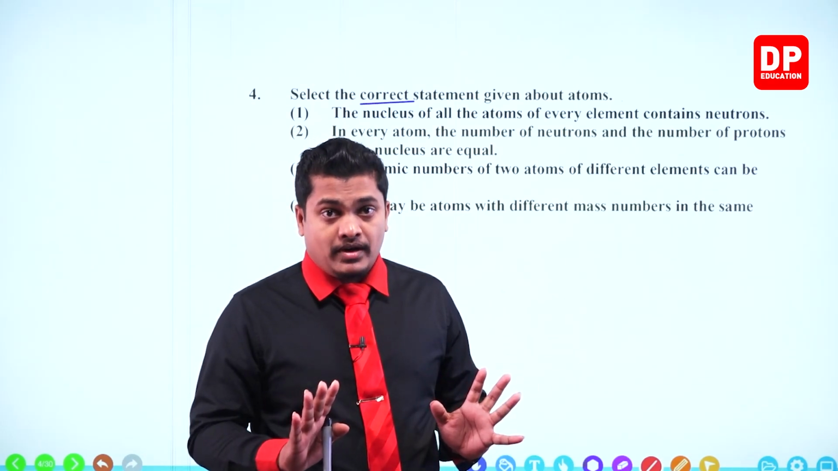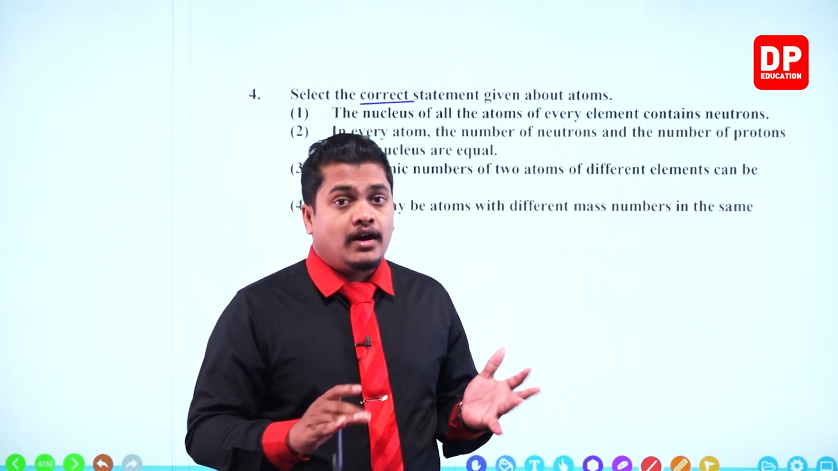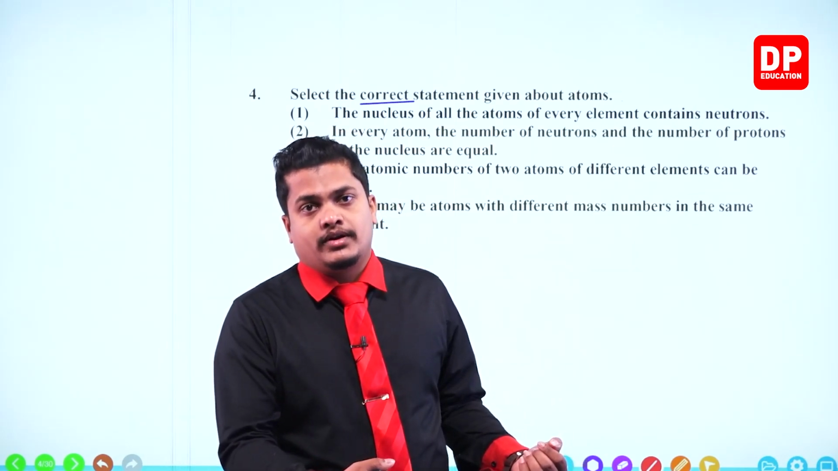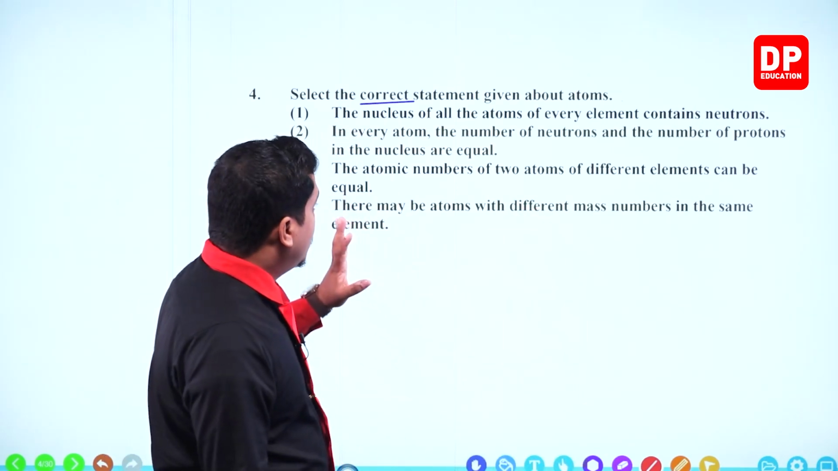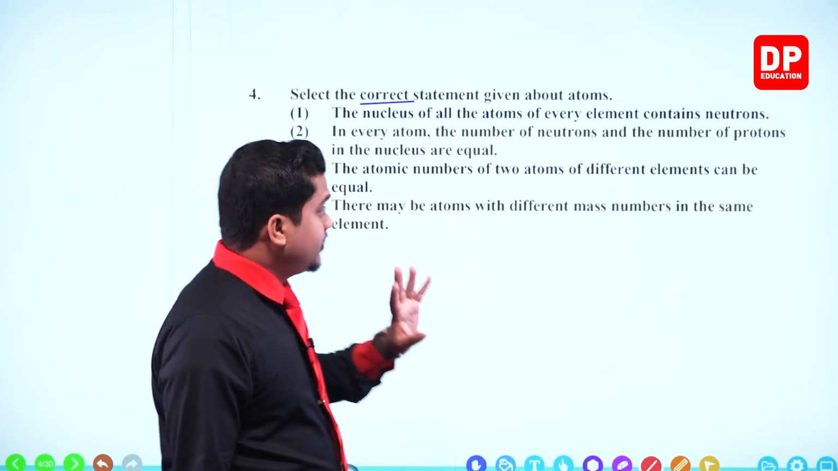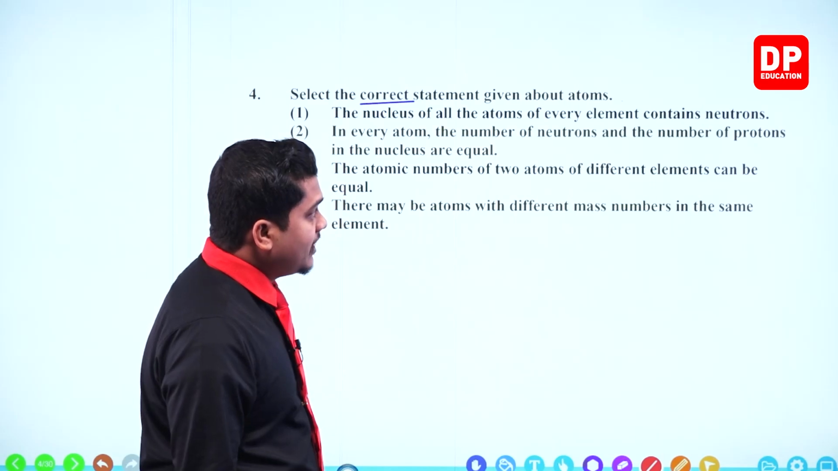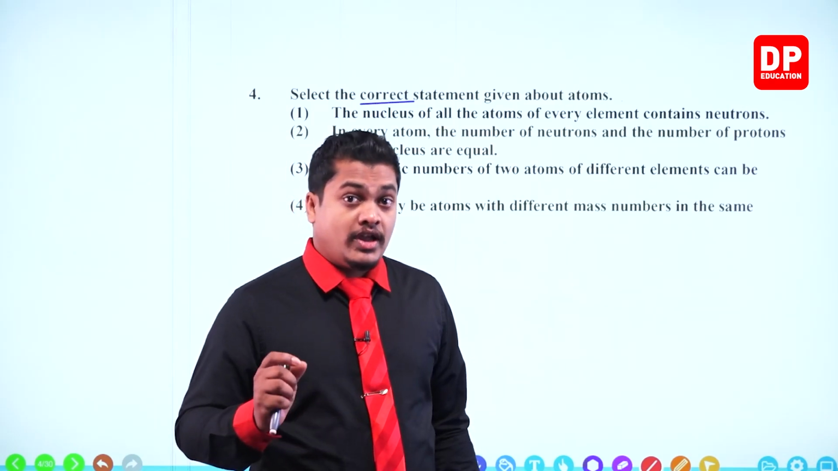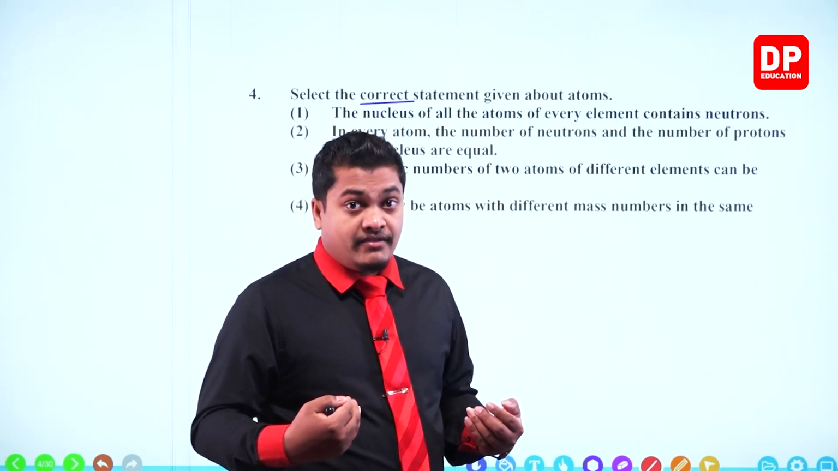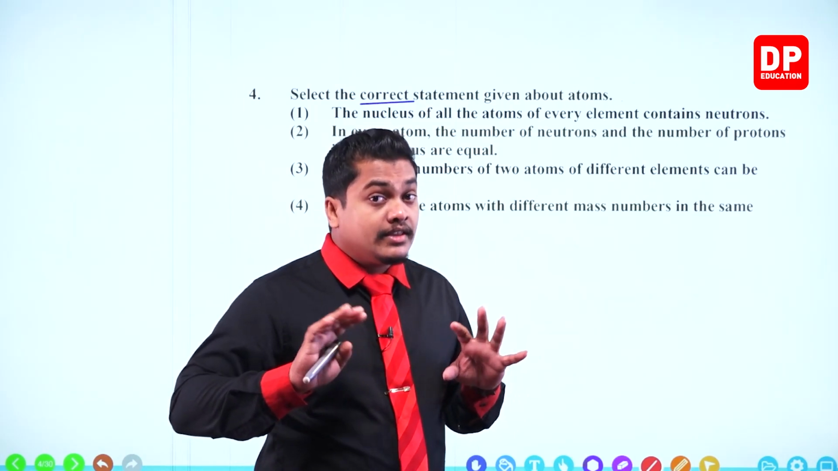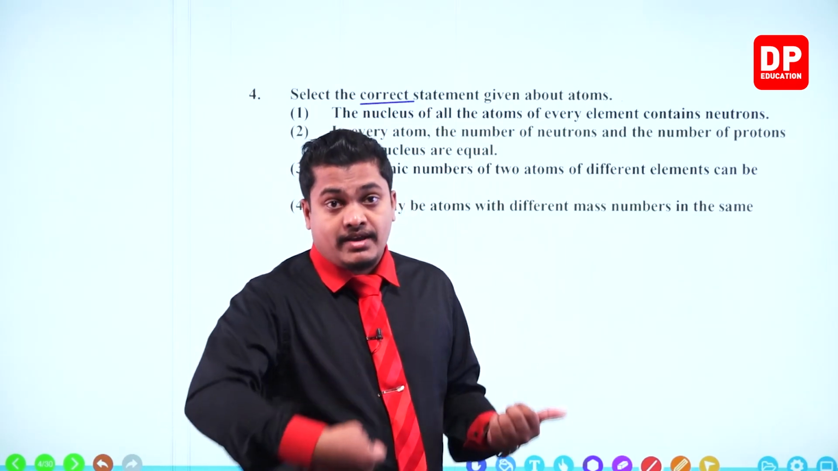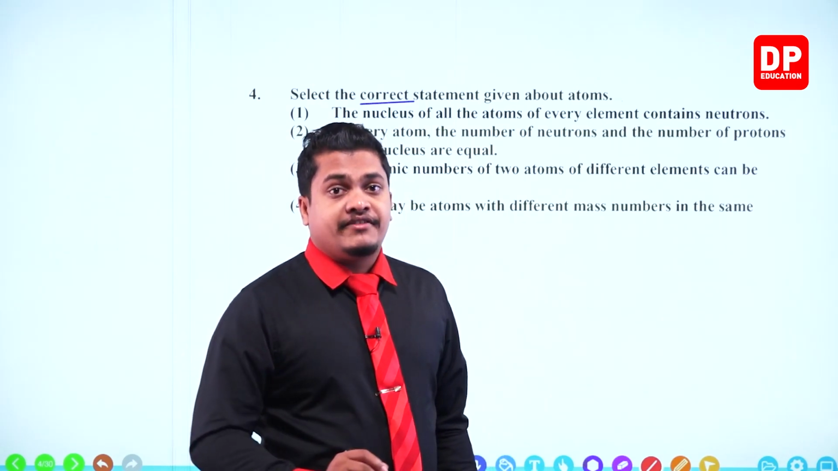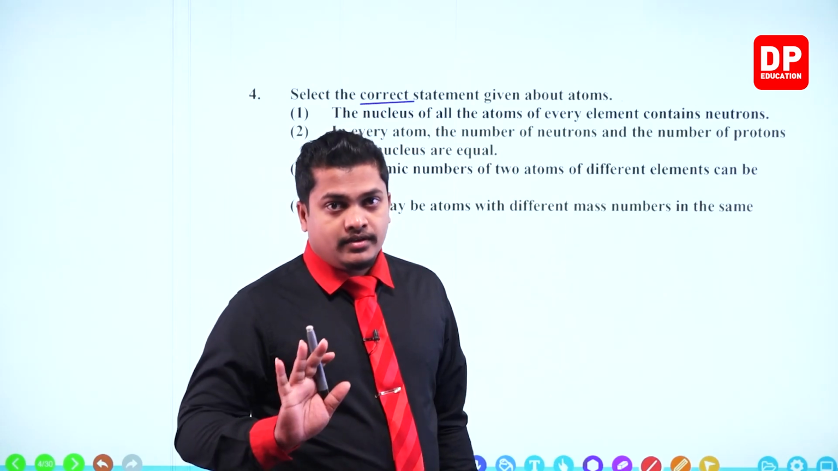If you don't read properly, then sometimes you might think, now this one is correct, this is my answer. But however, the question is asking a different one. Now here also you can see the same thing. The question is asking for the correct statement, but it says the nucleus of all atoms of every element contains neutrons. Some clever students who have studied atoms quite well, like the isotopes and other things, will definitely select the first answer. But however, that's not our correct answer.